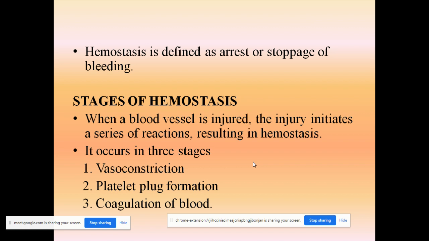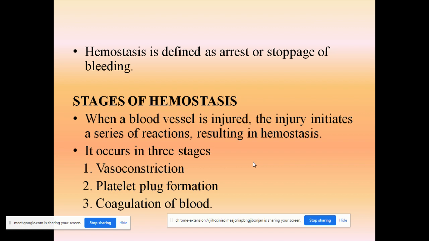So whenever they enter a tissue, or an inflamed tissue, it will change the pathway or increase or decrease the rate of the blood flow by vasoconstriction and vasodilation. So it is the first stage in hemostasis.